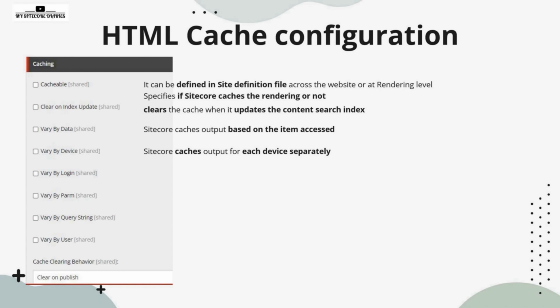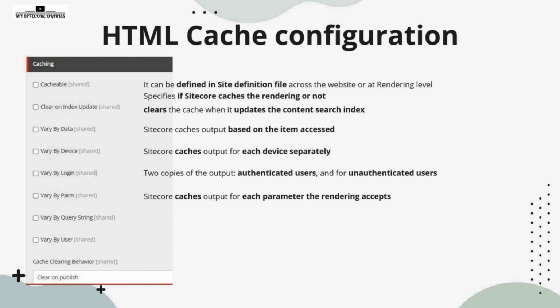Vary by Device. Sitecore caches output for each device separately. It's straightforward that if you are using multiple devices, like mobile and desktop, then you will have different caches based on the devices. Vary by Login. Two copies of the output, for authenticated users and unauthenticated users. So basically we will have two copies. For the authenticated user, the logged in user, you will have a different cache. The non-logged in user will have a different cache.